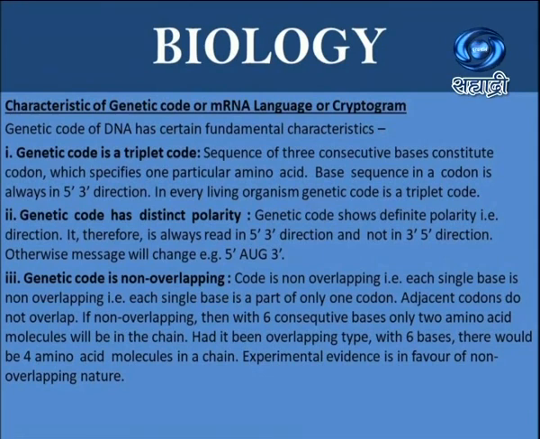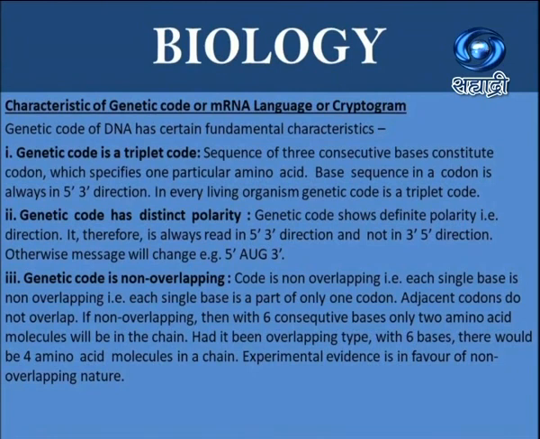Second one, genetic code has a distinct polarity. Genetic code shows definite polarity, that is, it has a direction. It is therefore always read in 5' end to 3' end direction, and not in 3' end to 5' end direction. So very important, you should always read from 5' end to 3' end direction. That's why it has a definite polarity, you have to remember. Otherwise the message will change from 5' to 3', that is AUG. So you always read the genetic code with its distinct polarity.